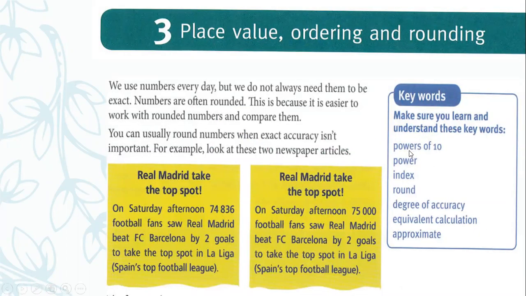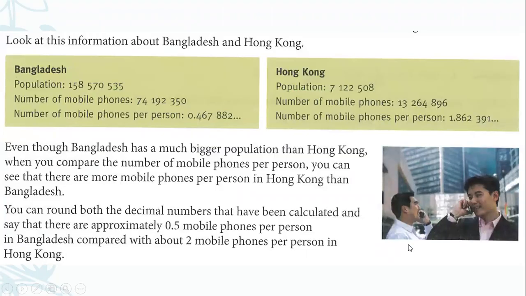So here are the keywords that you memorize. That is your vocabulary words. You must know what is the power of 10, power, index, round, degree of accuracy, equivalent, calculation, and approximate. Okay, so let's start.